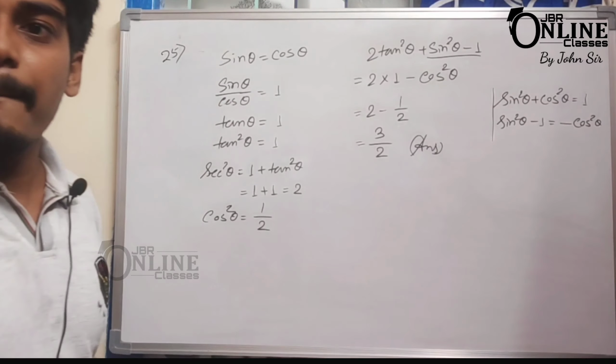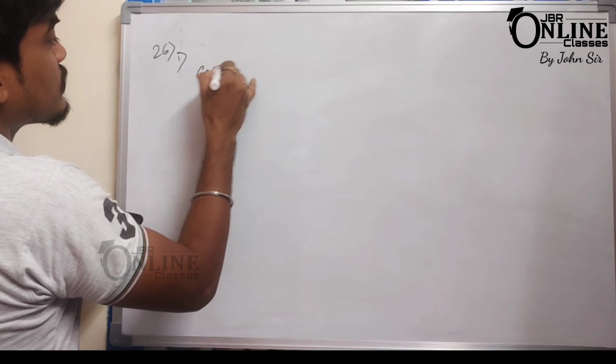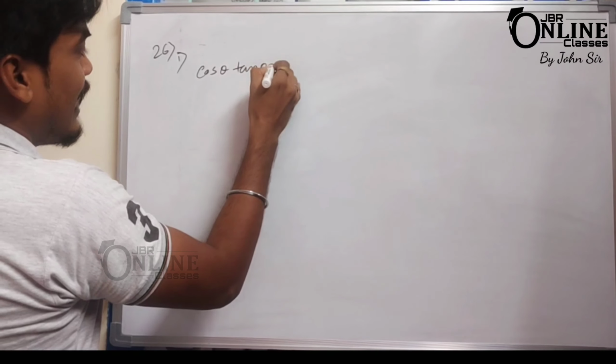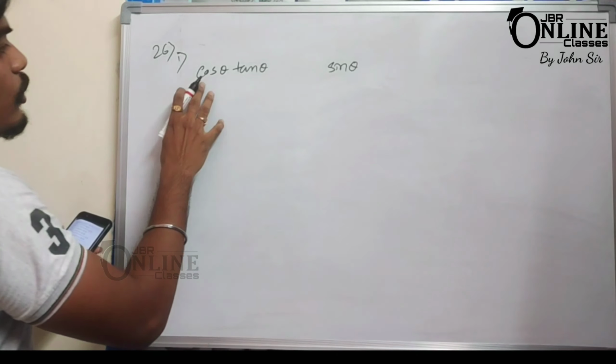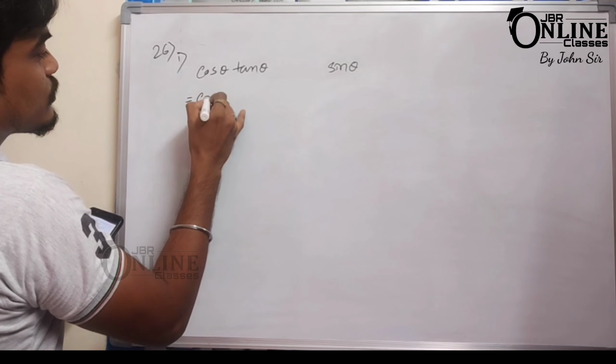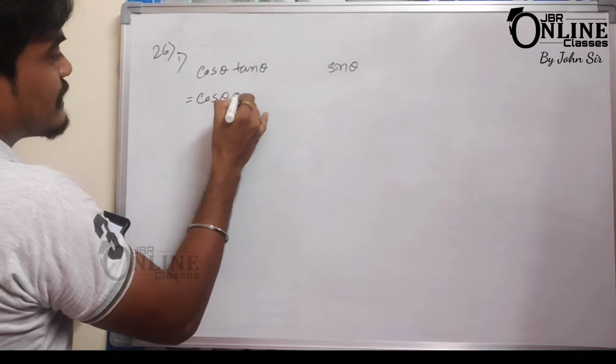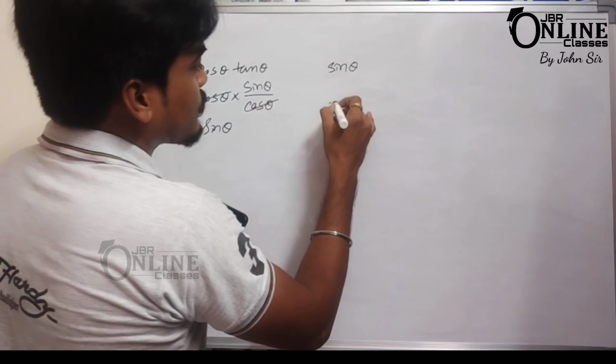Next, sum number 26. In sum number 26, part 1, prove that cos theta tan theta equals sin theta. In the left hand side, cos theta into tan theta. Tan theta means sin theta by cos theta. So cos theta cancels out and it is sin theta, and that is equal to the right hand side. So it's proved.